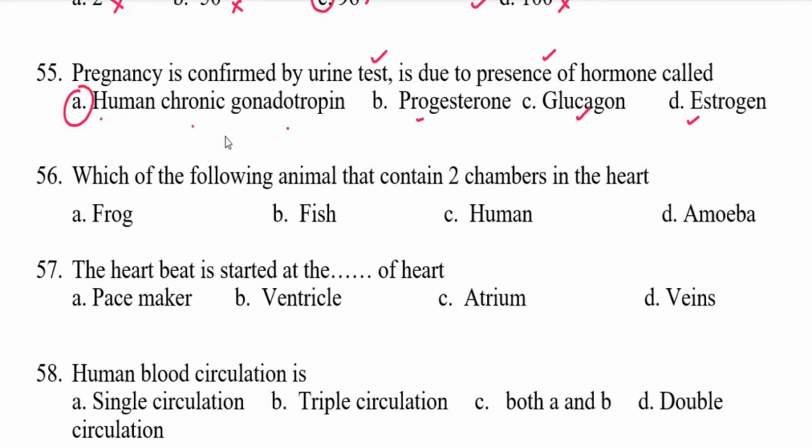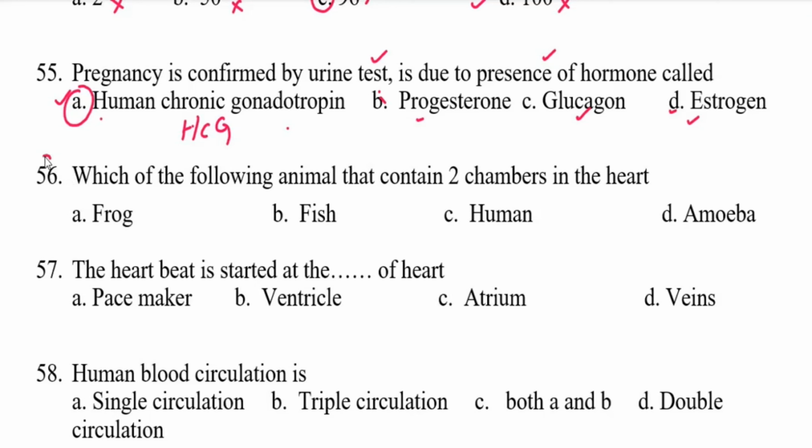Majority of people will definitely select either progesterone or estrogen, because a female contains progesterone and estrogen, the female reproductive hormones. They will definitely choose these two hormones, but the correct answer for this question is human chorionic gonadotropin, HCG.